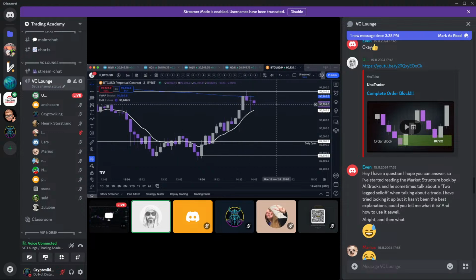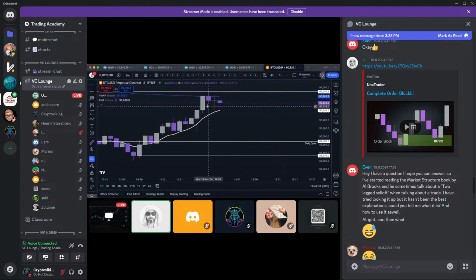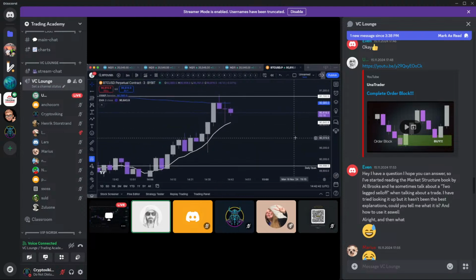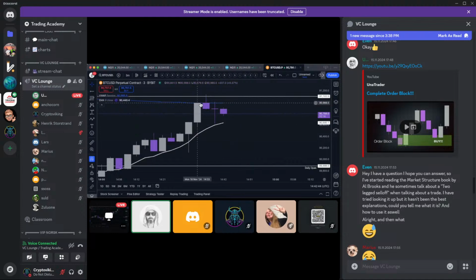So here you go, VWAP. You've now got a bearish hammer candle here. Of course, you're going to get some sort of reaction off the VWAP. And when I say, of course, it's not 100% guaranteed, but for the most part, you're going to get a reaction off the VWAP.